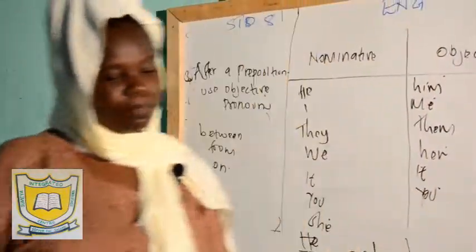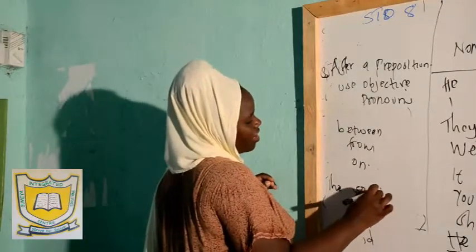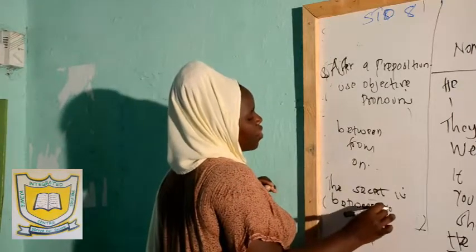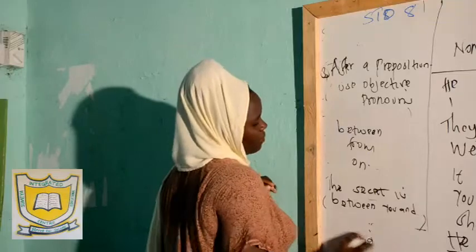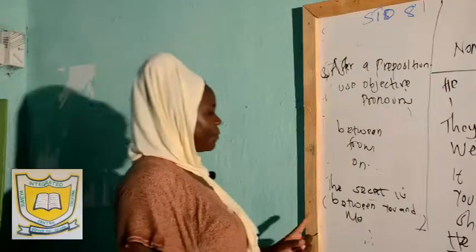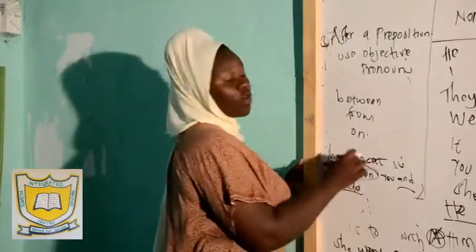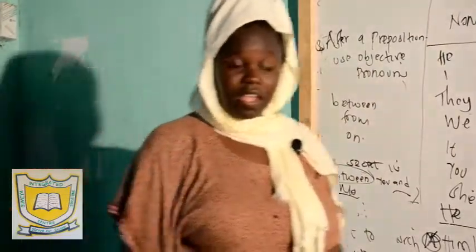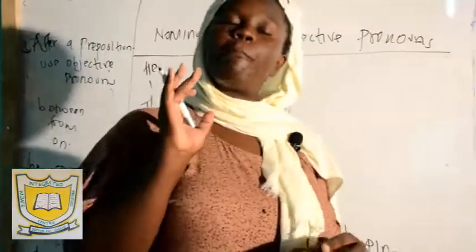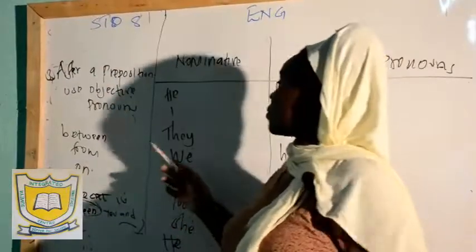Example in a sentence. The secret is between you and me. The secret is between you and me. You and the pronoun is what? Between. Don't use nominative pronouns after prepositions. In class 8, you must know examples of prepositions.